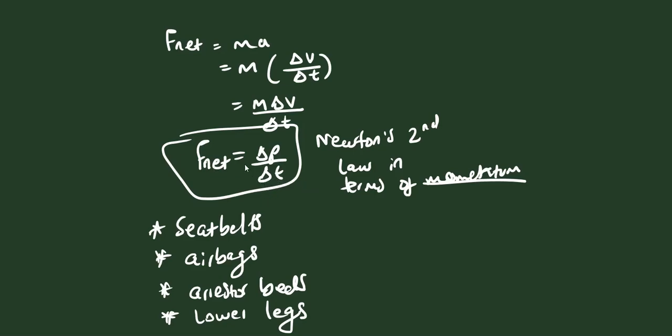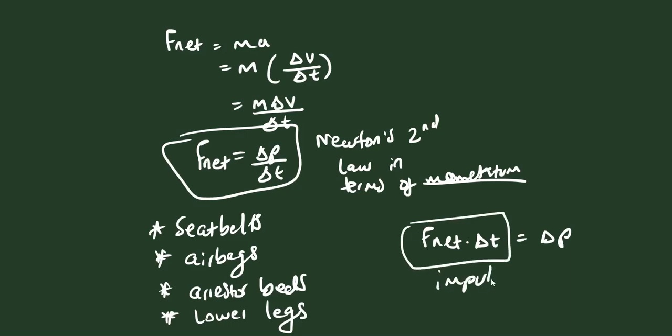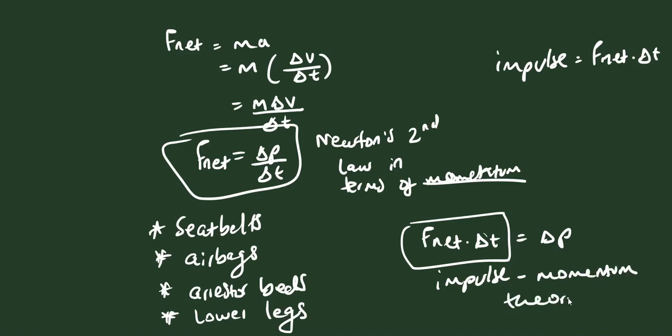And when you multiply both sides by change in t, you have F net times change in t equals change in p. Now this we call impulse. Impulse is F net times change in t. So impulse is also equal to change in momentum. We call it the impulse momentum theorem. Okay, so that's what we have there.